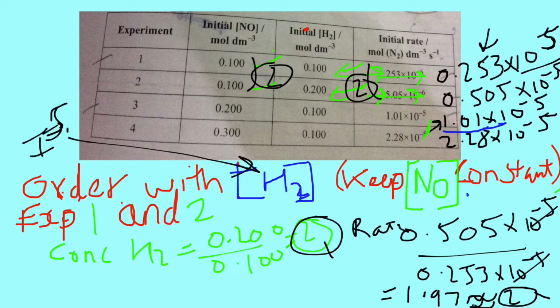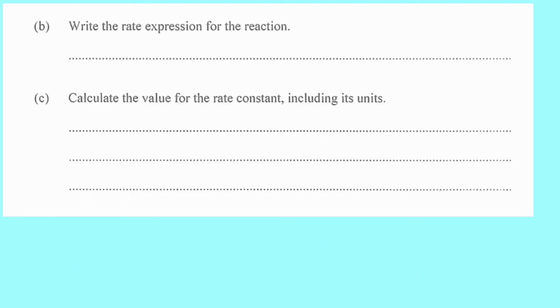So now we can find the second part of these equations, because they have asked the rate equation for this. So let's see the second part. Write the rate expression for the reaction. So this is the second part. So rate expression we can write now easily as we got it.